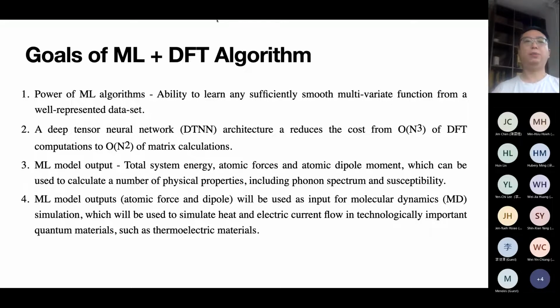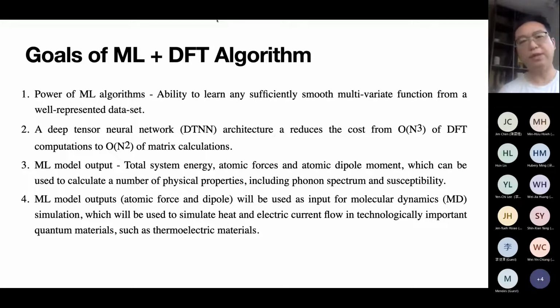So what's the output that we would like to get from a machine learning model? Basically, the whole purpose of a DFT calculation and also the machine learning model, which we hope to replace or complement our DFT calculations, is to calculate the physical properties of the system. The basic properties are the total system energy, the forces acting on each atom, as well as dipole moments of each atom. These can be used to calculate a number of physical properties. For example, atomic force can be used to calculate the phonon spectrum, and the atomic dipole can be used to calculate the electric susceptibility.